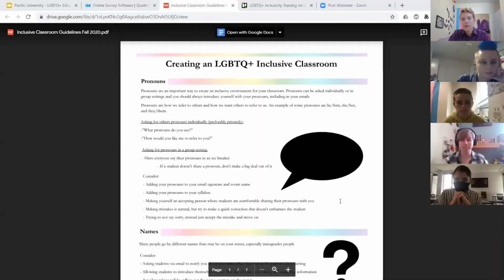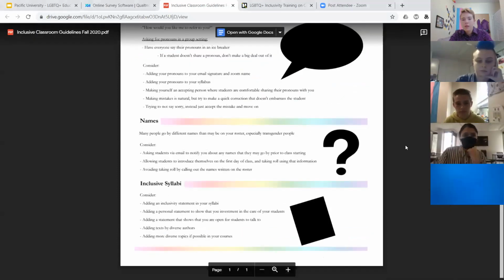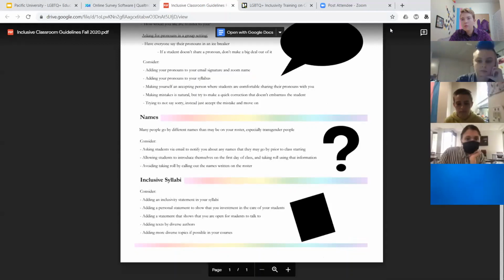I'm going to have to stop sharing for just a second. Okay. So here is the inclusive classroom PDF. Basically, this just goes over whatever you would need to create an inclusive classroom. This will be posted with the slideshow.